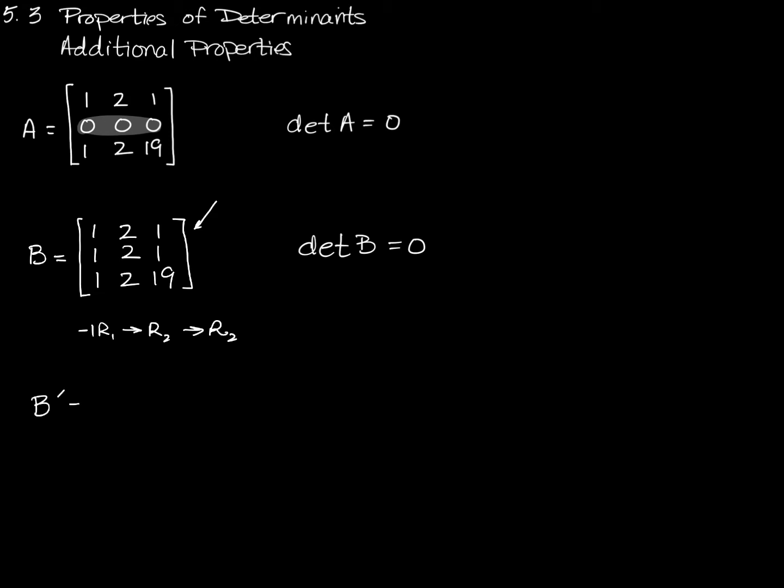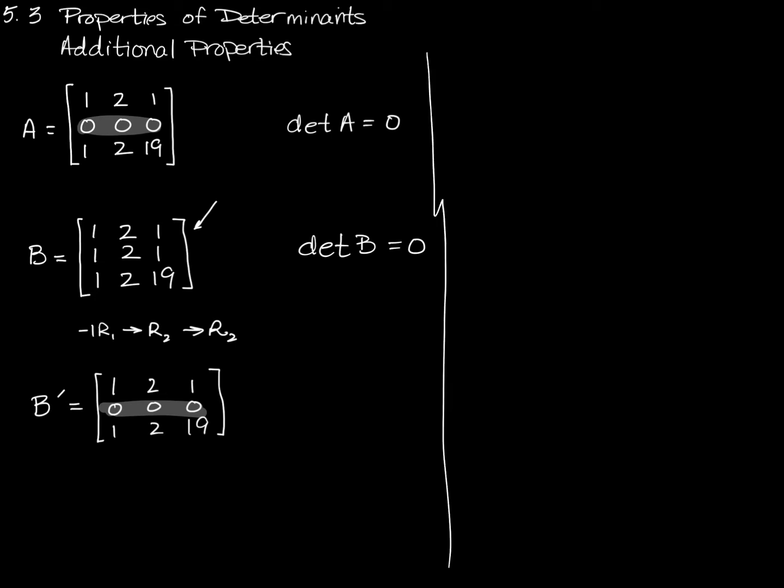It's a different matrix than B. Then I get 1, 2, 1. Row 3 doesn't change. But row 2 is now the opposite of row 1 plus row 2, which is, because they're identical, a row of zeros. So we're right back to where we started in the case of matrix A, where we have a 0 row. The determinant is going to be 0.